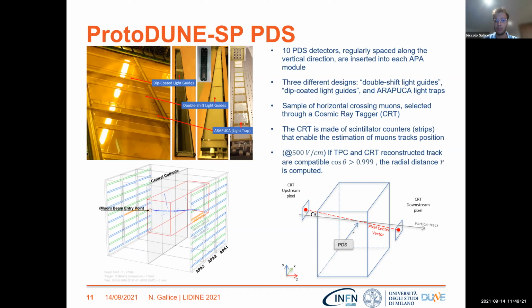Furthermore, we have the ProtoDUNE single-phase photon detection system. 10 PDS detectors are regularly spaced along the vertical direction and inserted into each APA module. We have 2 different designs: double-shift light guides, dip-coated light guides, and ARAPUCA light traps. This is used with a sample of horizontal crossing muons selected through a cosmic ray tagger, as seen in this first figure. The cosmic ray tagger is made of scintillator counter strips that enable the estimation of the muon track position. Furthermore, if the electric field is present, we can compare the TPC and CRT reconstructed tracks to see if they are compatible, and then compute the radial distance between the track and the photon detection system.